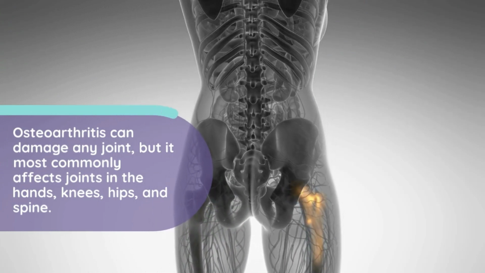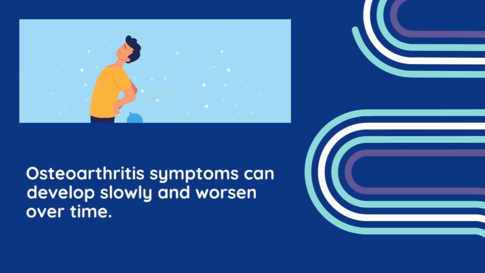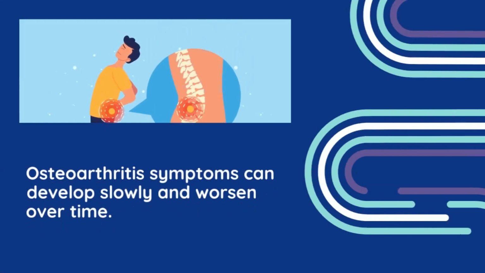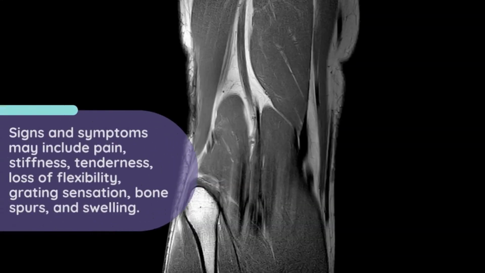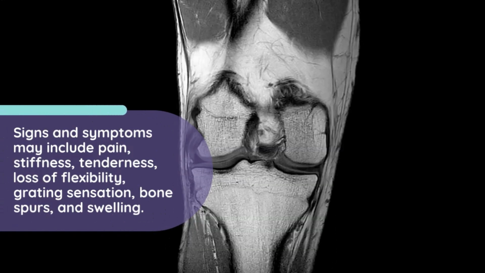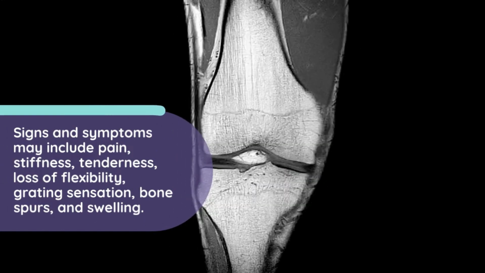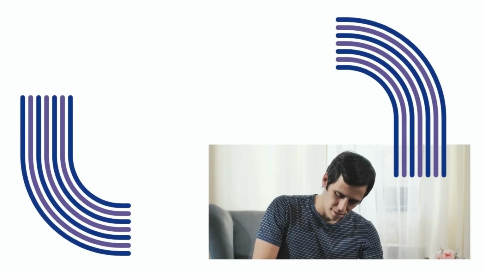Osteoarthritis symptoms can usually be managed, although joint damage cannot be reversed. Maintaining an active lifestyle, eating a healthy diet, and receiving certain treatments may slow the progression of the disease and help improve pain and joint function.